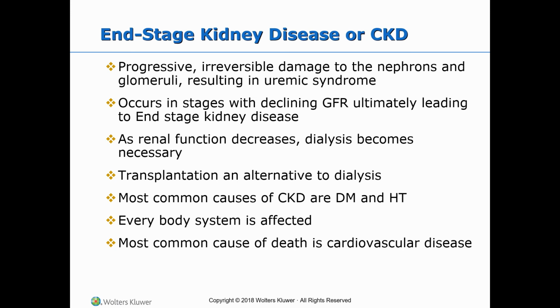The other causes include glomerulonephritis, autoimmune disorders like SLE or systemic lupus erythematosus, polycystic kidneys, recurrent UTI, or urinary obstruction. Virtually every body system is affected. Cardiovascular disease is a predominant cause of death in patients with end-stage kidney disease.